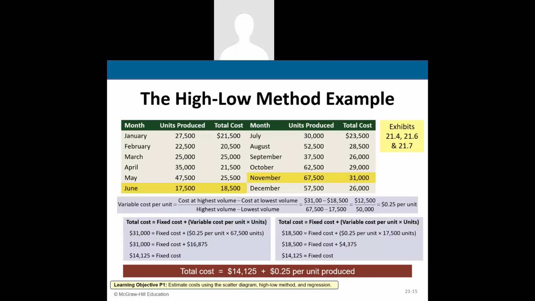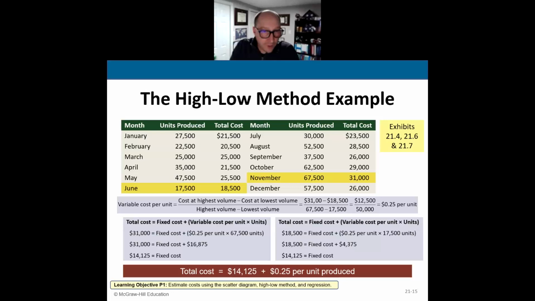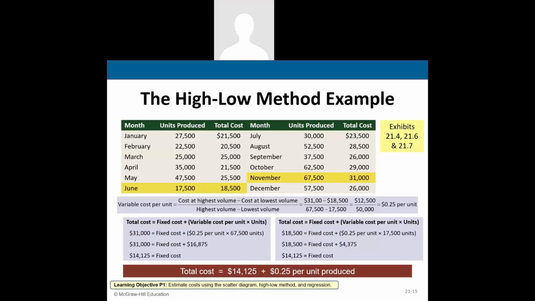Professor? Yes, please. I was just going to ask, would that be true for all of them? If you compared, will the fixed cost always be 14,125? Or not? Only for the high-low. So okay, that's why it's the high-low method. Of course, that's why we call it high-low. My bad. Yeah, exactly.